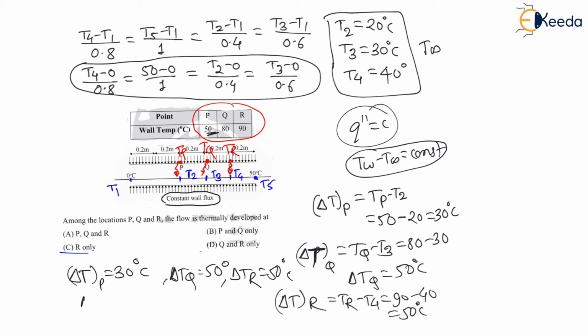Therefore, here I can say the temperature difference at Q is equal to temperature difference at R. Right. And this is not equal to temperature difference at P. Therefore, my dear students, the flow is thermally developed at Q and R only, and the flow is not thermally developed at P. Right. Therefore, here answer is Q and R only. Therefore, here your answer is option D.